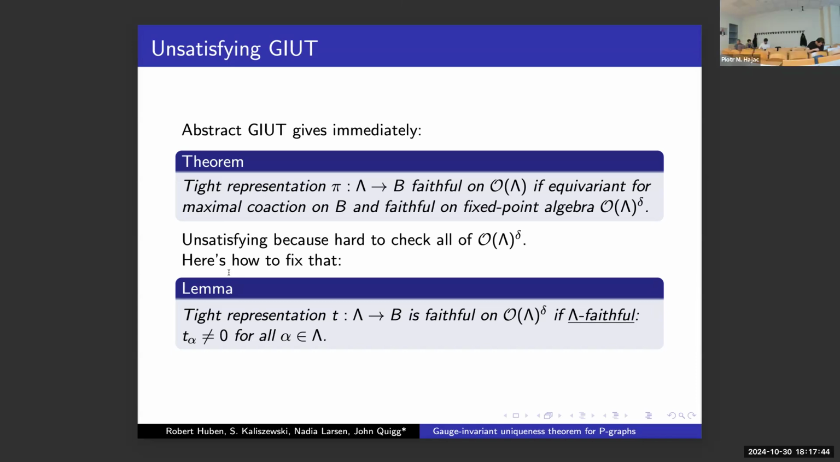Well, not we, this was actually proven by Robert Hewlin. A tight representation T of this P-graph lambda into a C-star algebra B is faithful on the fixed point subalgebra of this coaction if it's what's called lambda-faithful, and it takes every element T sub alpha, the image of alpha into O of lambda, to something non-zero. This representation should be non-zero at all of those elements. That's enough to make it faithful on the entire fixed point algebra, and so this is something you can check. You can just check on the elements of this P-graph lambda.